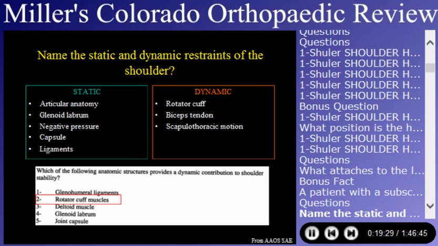Static and dynamic restraints of the shoulder, static, are shown there. Dynamic are the ones I've seen as more key testable items. Rotator cuff, biceps tendon, and scapulothoracic motion. Example of a test question. Following anatomic structures provide dynamic contribution to shoulder stability.